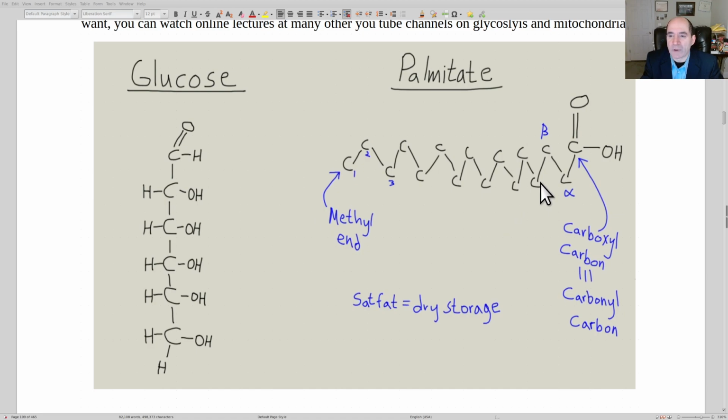Okay, here's a fat molecule. So fat is real dry in comparison. With fat, you just have this long tail of carbons, and then you have a carboxylic acid at the end. That's a fatty acid.